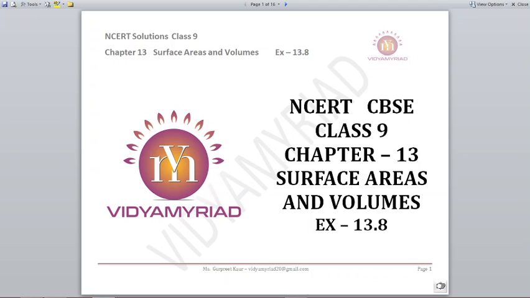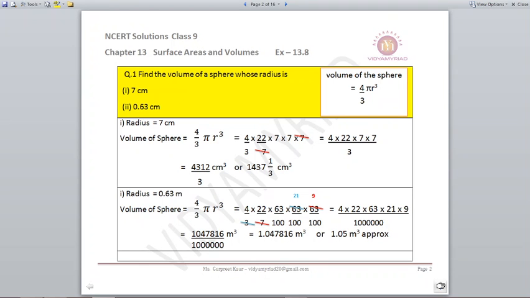This video is made for class 9 on chapter number 13, surface areas and volumes, and today we are going to do exercise 13.8. Now this exercise is basically related with the volume of sphere and hemisphere. So concentrate here. For the volume of sphere, the formula is 4 upon 3 pi r cube, and if I want to find out the volume of hemisphere, it will become 2 upon 3 pi r cube.